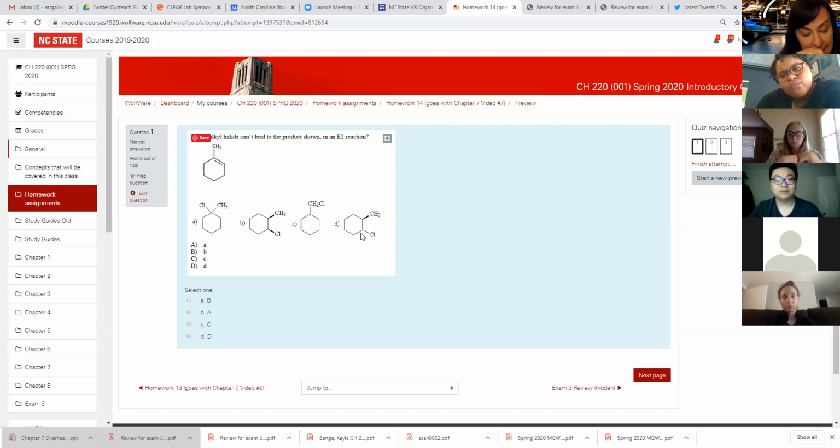And let's look at B, just because we're here, right? Here's the chlorine, here's the carbon that the chlorine is attached to. If this chlorine leaves, could I make a double bond right here?